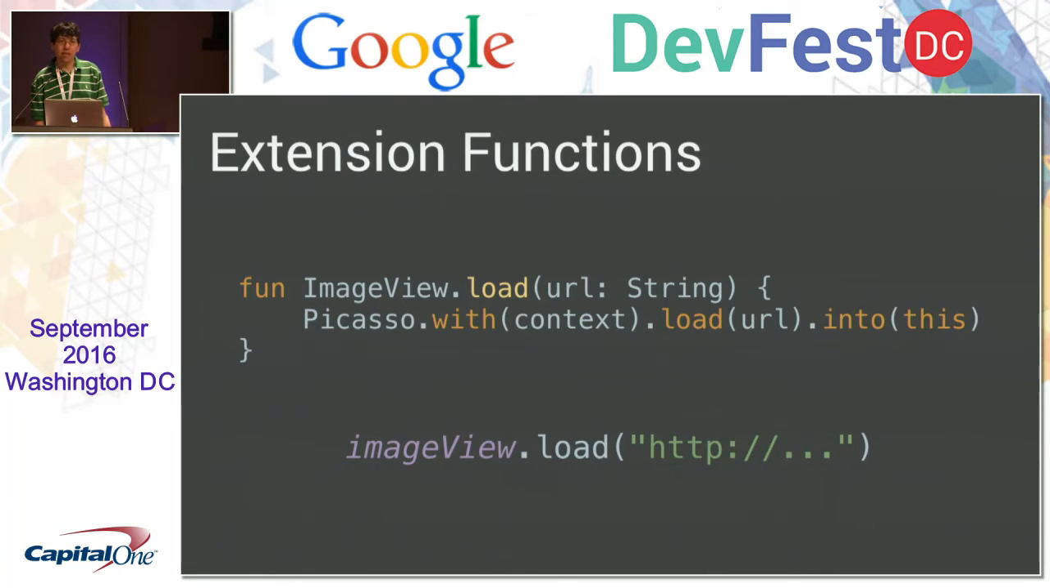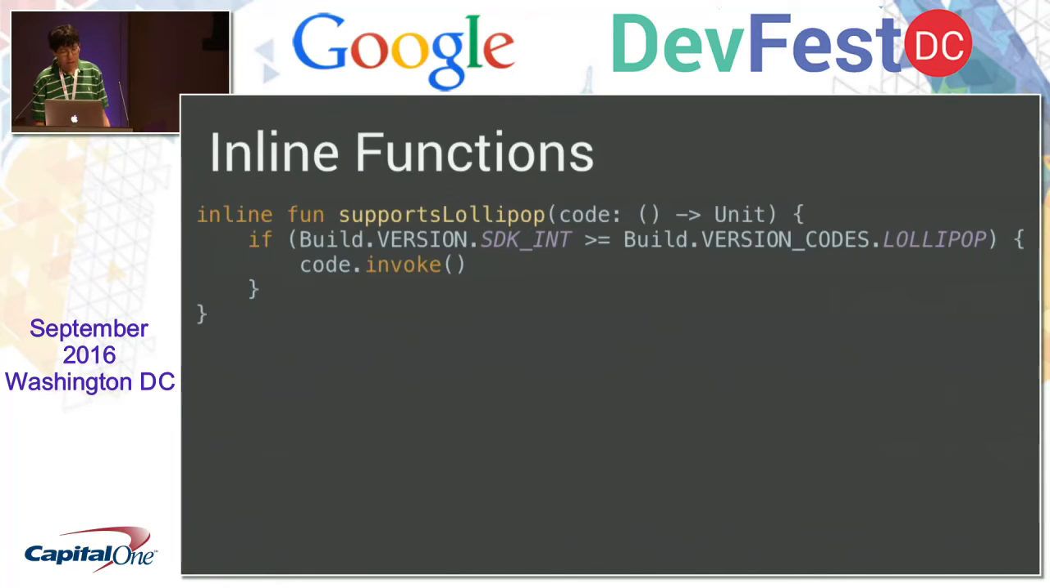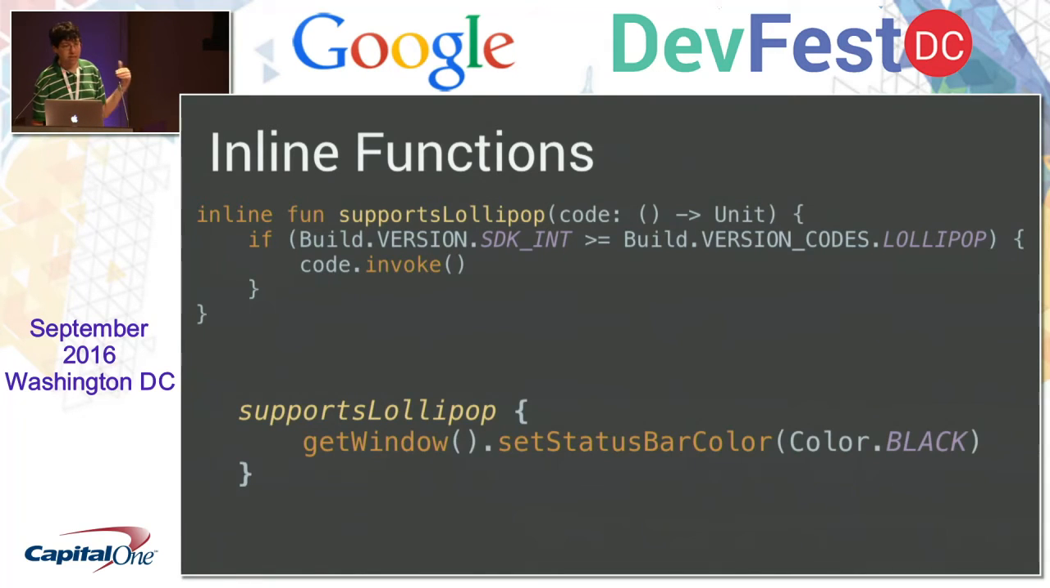Another one, talking about passing functions around. So let's define a function called sportsLollipop. In this case, it's going to take a function that takes anything and does nothing. So unit is kind of like void in Kotlin. And basically what happens is if the SDK version is higher than Lollipop, we'll run your code, and otherwise we won't. And so it allows you to have this neat language setup where you can say anything inside this block will run only on Lollipop and higher. So you don't have a whole bunch of if statements to maintain or anything like that.